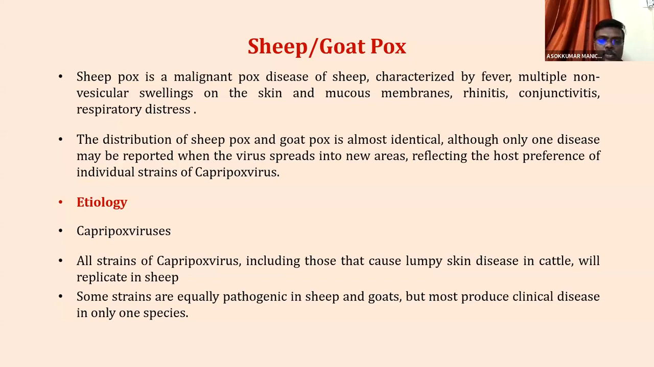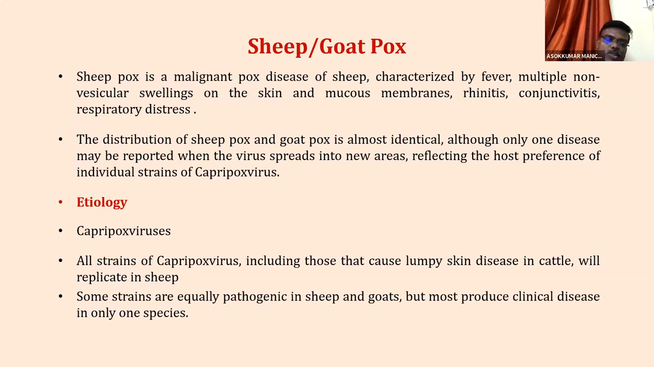The distribution of sheeppox and goatpox is almost identical. Almost everywhere you will be able to see cases of both sheeppox as well as goatpox, although only one disease may be reported when the virus spreads into an area. So suppose there is a chance to spread both viruses, at least one virus will predominantly produce disease in the expected manner rather than the other one. So they reflect the host preference of the individual strains of Capripox virus. So it indicates the host preference, that is species tropism.